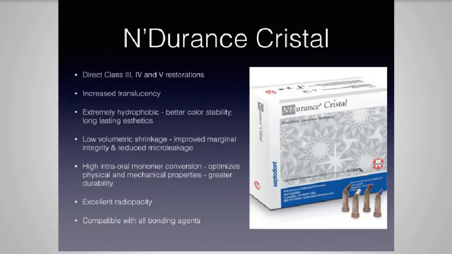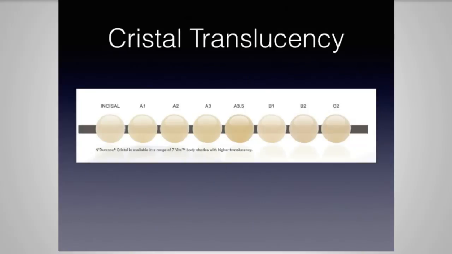And again, this is an example of the shades that Cristal has available. This has made a very nice improvement in my aesthetic work in the office, because now I've got a material that is strong, that's going to be color stable, and that has great translucency in those areas where I want it to give a more lifelike and natural appearance.